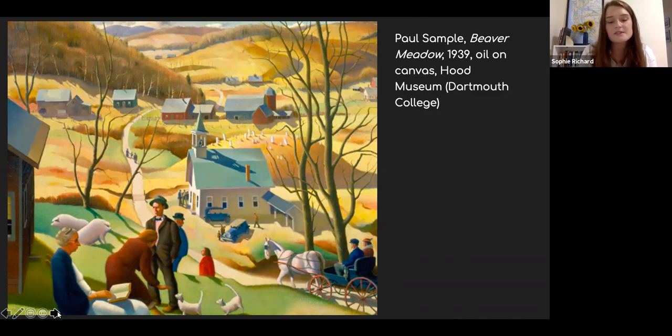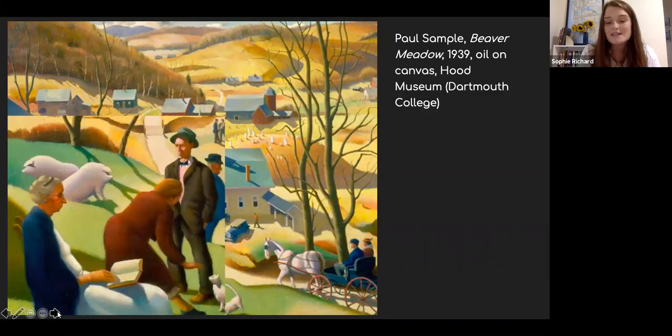So there are a few differences which show his artistic maturity, his changes over his career. Sample now takes time to render facial features. Before, in his unemployment study, the faces were indistinguishable, and now there are caricatures and harsh shadow.